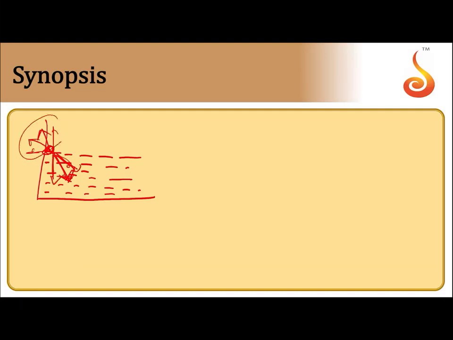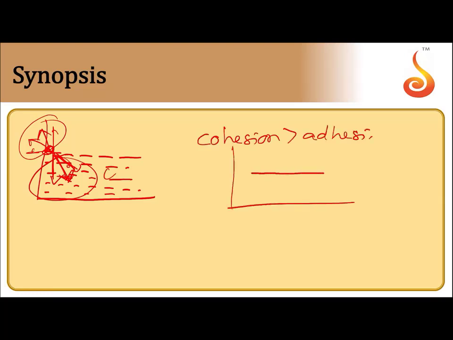Adhesive force is by the solid, cohesive force is by the liquid molecules. Suppose cohesion is greater than adhesion, then the liquid takes this shape at the meniscus. If the adhesion is greater than cohesion, then the liquid meniscus takes this shape at the point of contact, which means that it is not a perfectly flat surface at the point of contact.